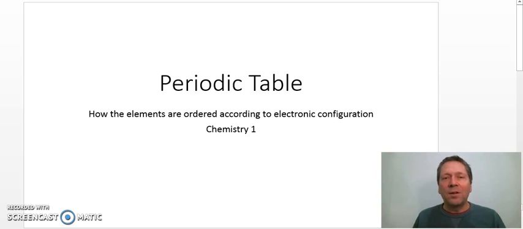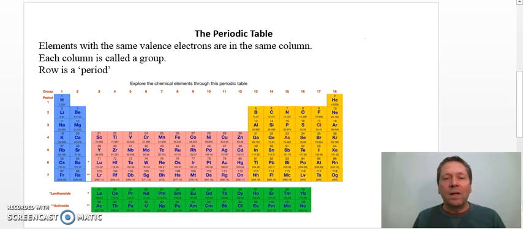Hello everyone. Today we're looking at the periodic table and how the elements are ordered according to their electronic configuration. Here we have a periodic table and the elements with the same valence electrons are in the same column.